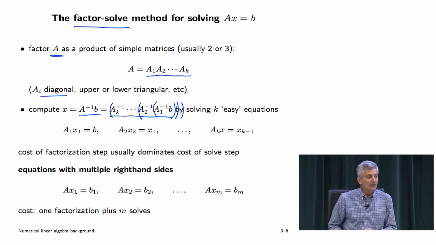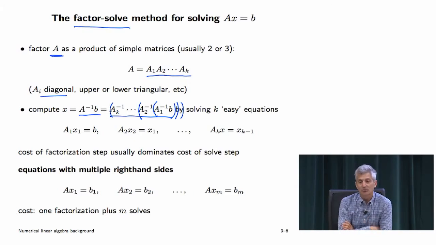Now, this immediately has some pretty cool implications. It says the following, and this is very important. Suppose you need to solve a bunch of equations with the same coefficient matrix but with different right-hand sides. Okay, that comes up in tons of places, right? So suppose that's your problem. And by the way, you'll see tons of cases where this comes up.